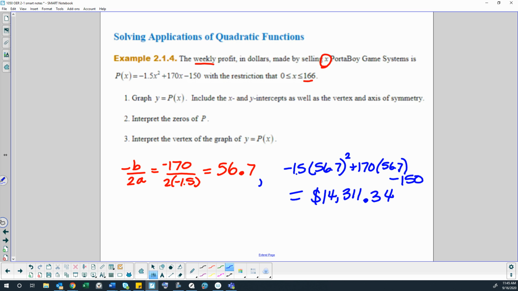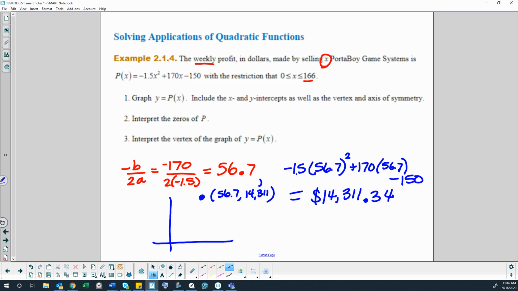Now, how do you graph something with a vertex that's such weird numbers? Labels. It's all about labels. You get to make your graph look any way you want it to look with the correct labels. So our vertex is at 56.7, 14,311. I'm going to put a dot right there, and I'm going to call that 56.7, comma 14,311-ish, right? So that's that point right there.